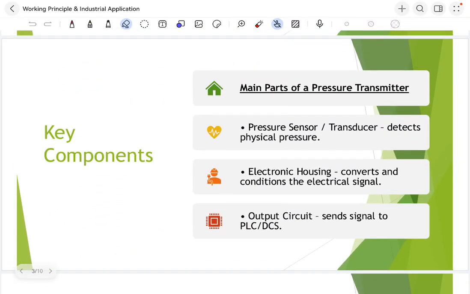So, what are the key components? The main parts of a pressure transmitter are the pressure sensor, transducer, which detects the physical pressure, electronic housing, which converts and conditions the electrical signal, and output circuit, which sends the signal to the PLC and DCS.